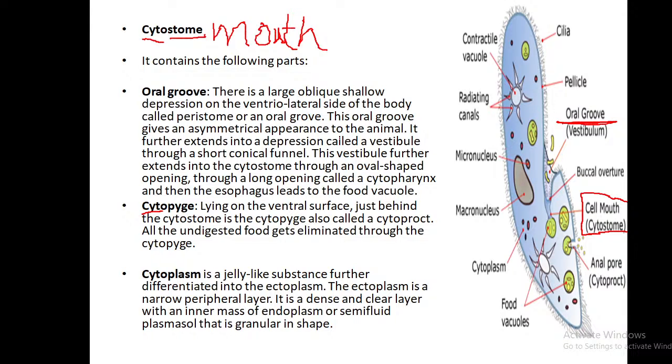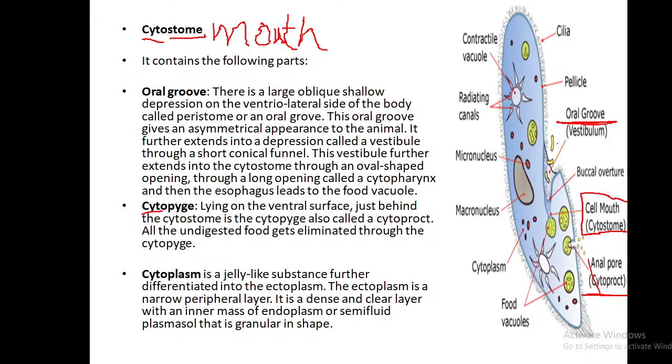The cytopyge is lying just behind the cytostome. You can see here, the cytopyge. So the structure lying on the ventral surface behind the cytostome is the cytopyge. This cytopyge eliminates the undigested food out of the body. That is what is called the cytopyge. So the feeding is like this.